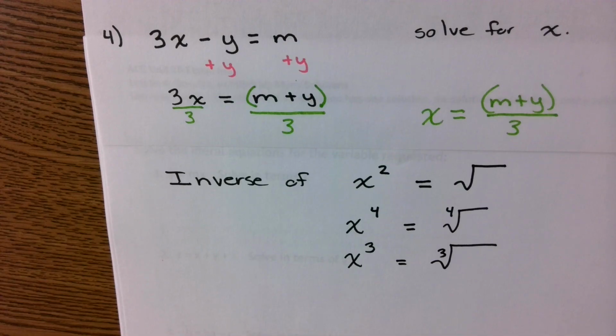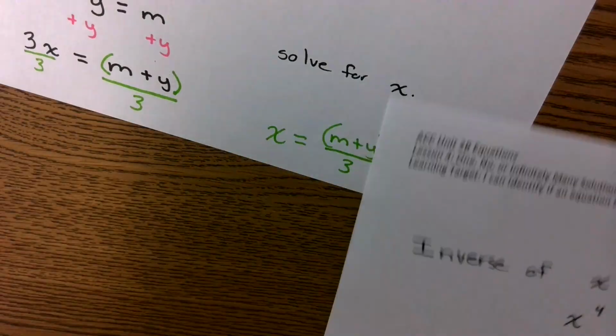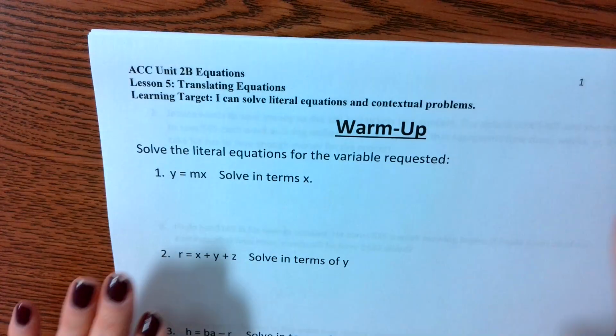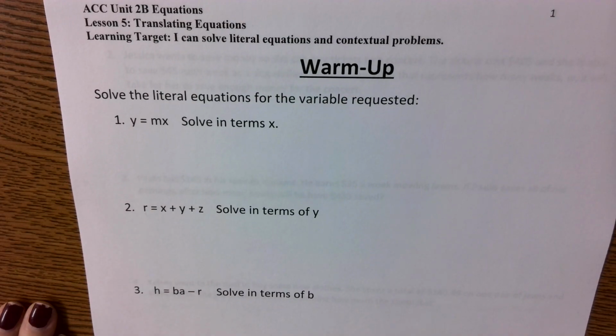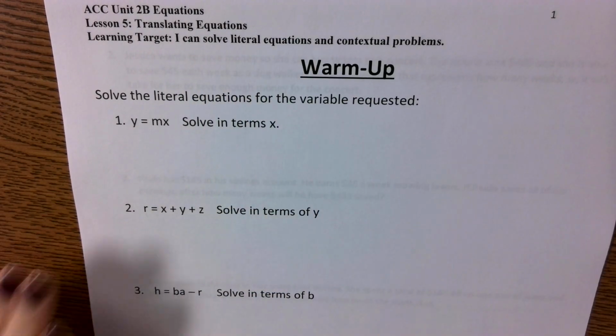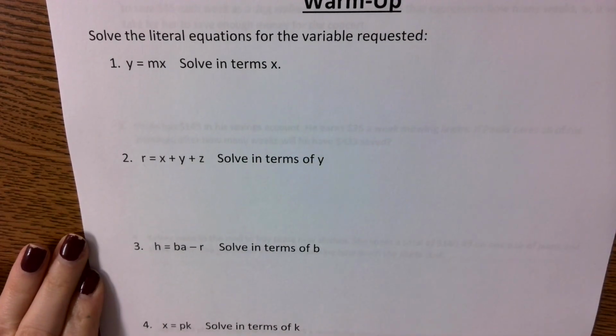All right. So, turn your paper over to your warm-up for today. You've got 4 literal equations that you're going to be working through. This is lesson number 5. We're getting into translation. But before we started, I wanted to get you into those literal equations. Take a couple of minutes and do problems 1 through 4 very quickly.